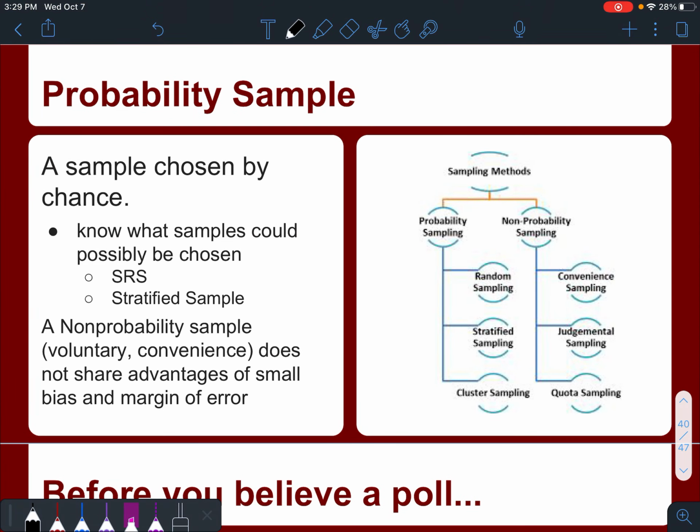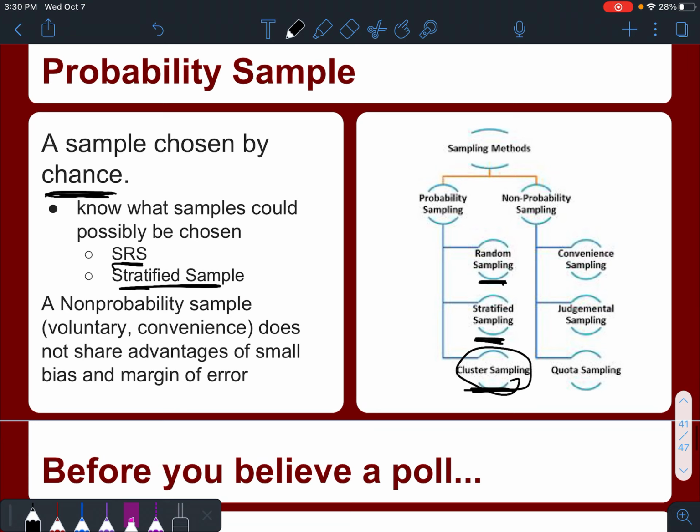A probability sample is going to be a sample chosen by chance, so it's going to include chance. Know what samples could possibly be chosen. You've got SRS, stratified samples, so random sampling would be your SRS, stratified sampling. Cluster sampling would also be another one. So if I wanted to get some information from students at Buffalo High School, an example of cluster sampling would be selecting a random teacher, say a random first block teacher, and then going in and sampling those students. So that would be a cluster of students. Or if you're in Buffalo, you're going to cluster sample. What you'll do is you'll select neighborhoods or areas, and you'll sample everybody within those. So that would be cluster sampling.